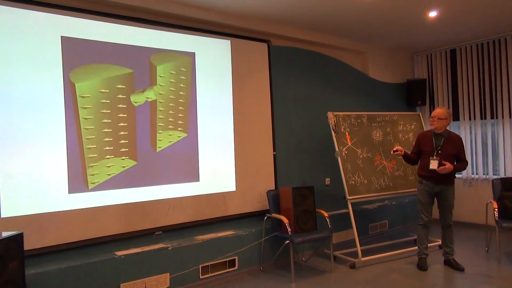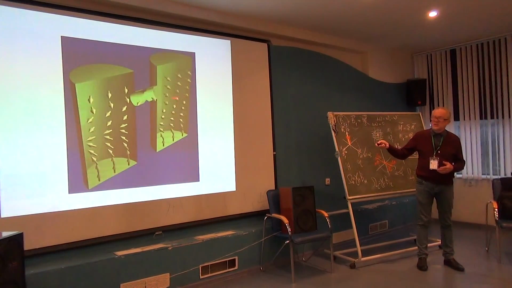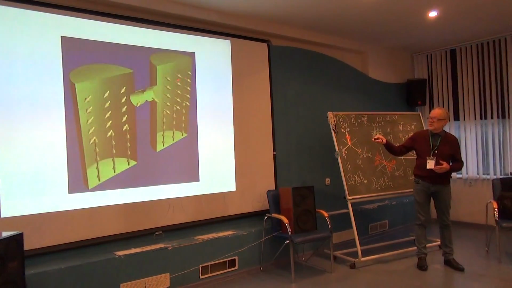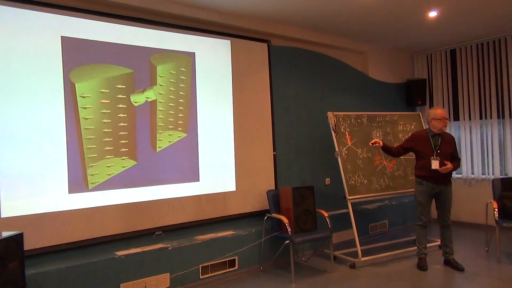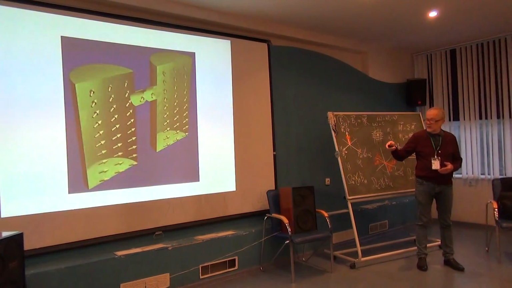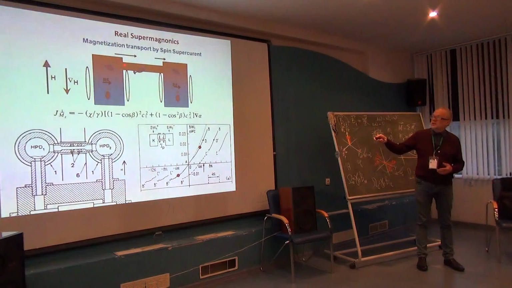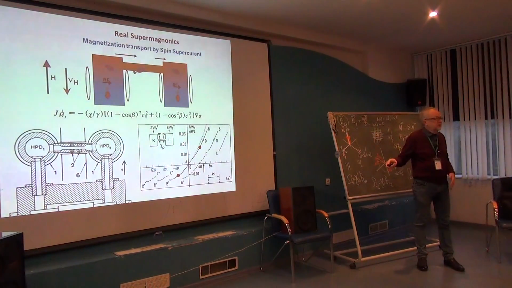Now what can we do? We can make a channel between two cells and see what happens in this channel if we make a gradient of phase between this precession and this precession. What should there be? There should be a current, because there is a gradient of phase. In this current there should be transport of magnons. So this is a current of magnons which transports Zeeman energy.